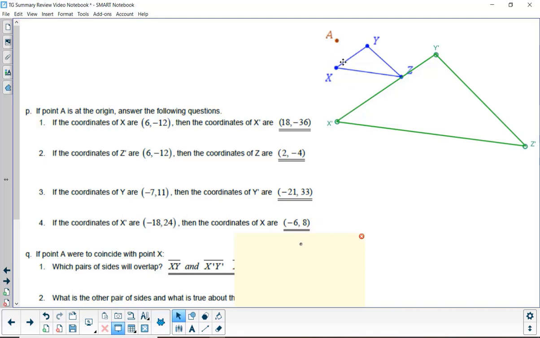If point A were to coincide with point X, then what pairs of sides would overlap? XY and X prime Y prime would overlap, and X prime Z prime and XZ would overlap. The other pairs of sides, YZ and Y prime Z prime, should be parallel to each other. We've seen that when we did the investigations. This concludes dilations.